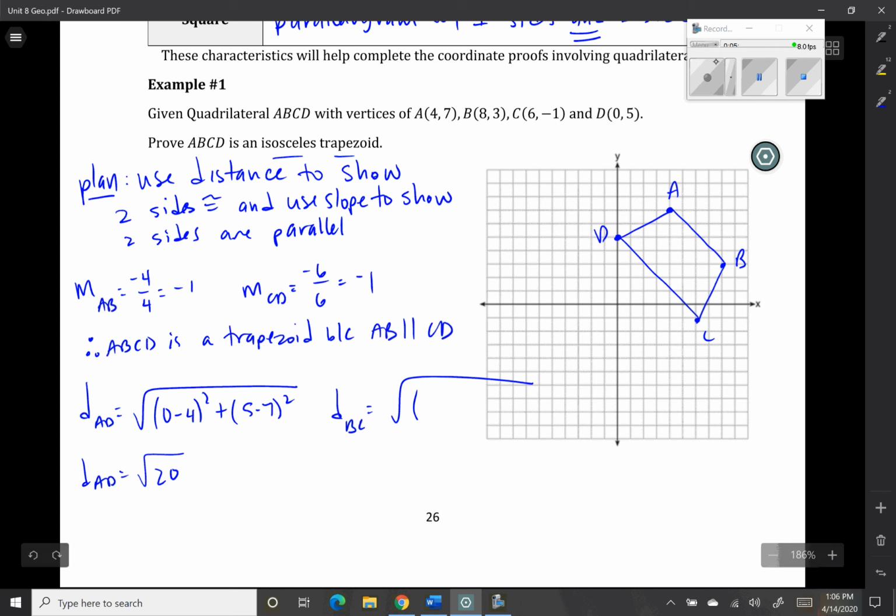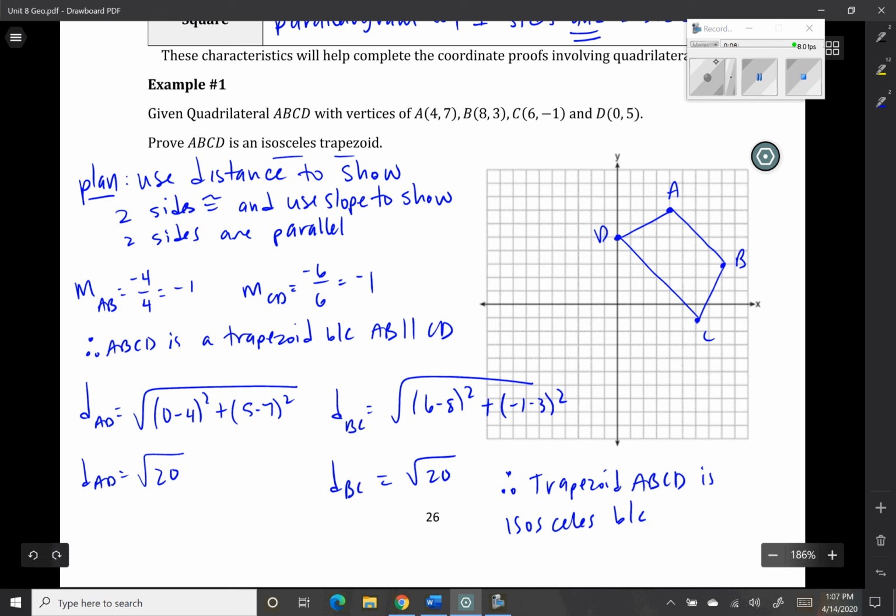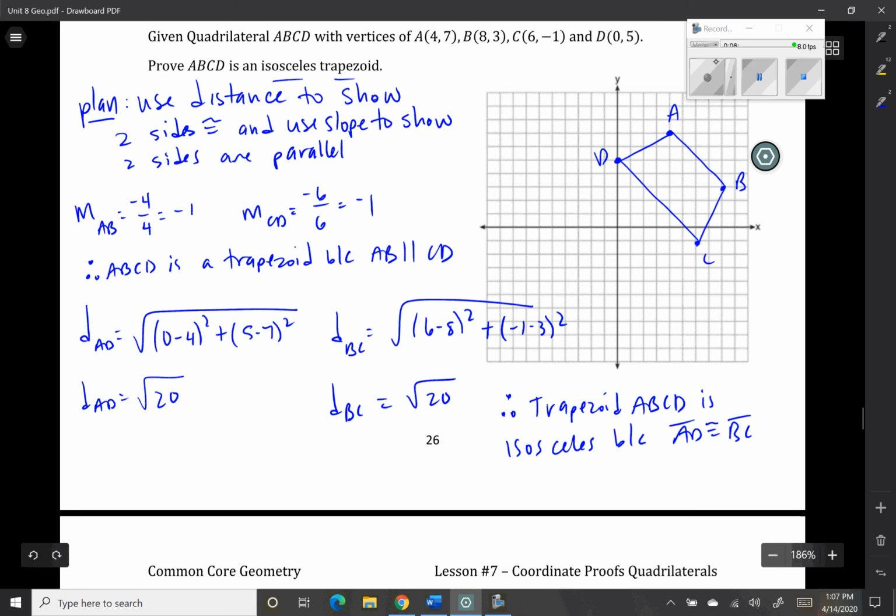From B to C, if I subtract my X values and subtract my Y values, I also get the square root of 20. So then I can say, therefore, trapezoid ABCD is isosceles because AD is congruent to BC. Let's try another one.